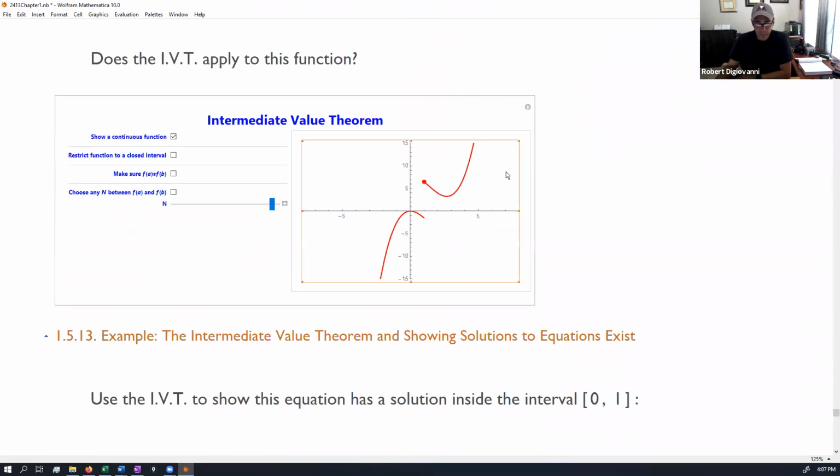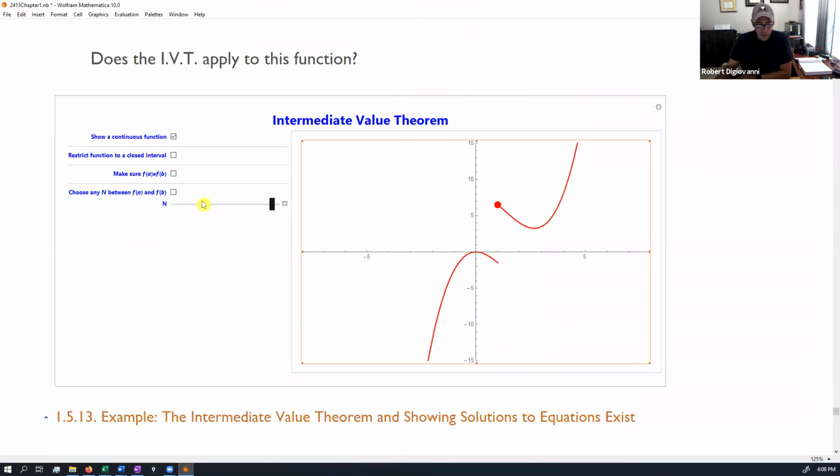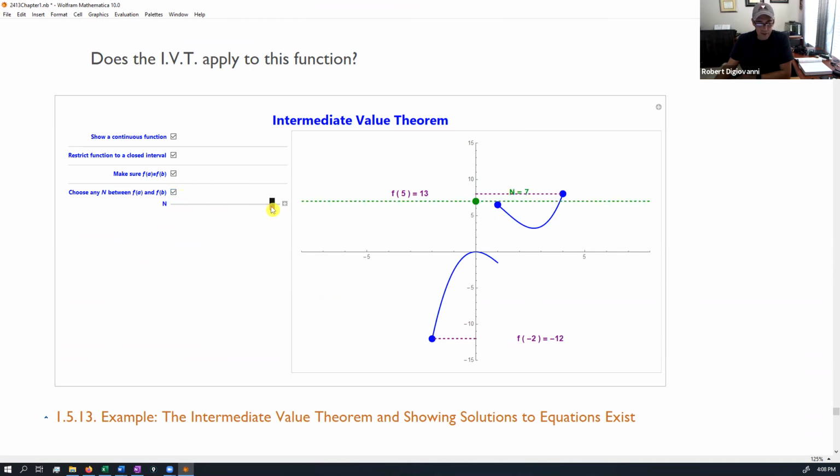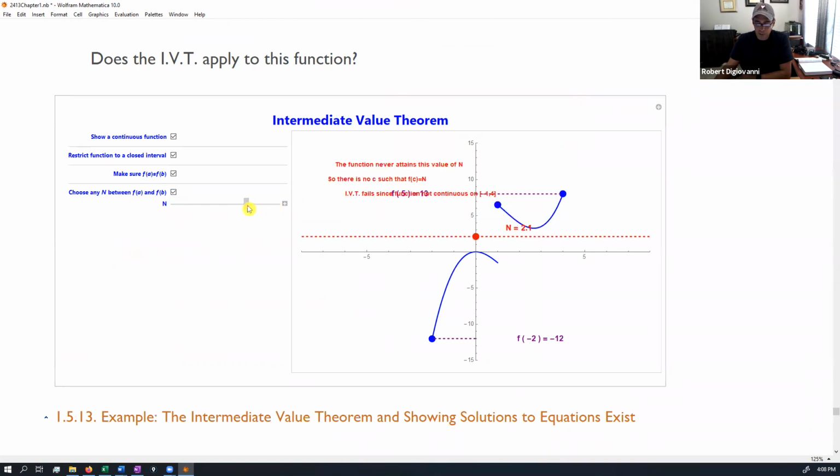Look at this. If I take this and restrict it between here and here, this is not a continuous function. I make sure that the two endpoints are not equal, so this spits out 13, this spits out negative 12. But now if someone happens to pick a value right there, no part of my graph ever achieves that. So I need the continuity for this theorem to be right.